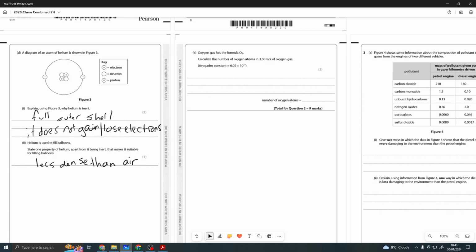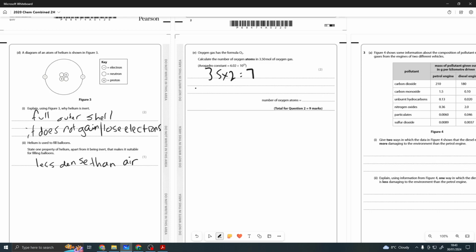Now, oxygen gas has the formula O2. Calculate the number of oxygen atoms in 3.5 moles of oxygen gas. Now, first of all, you've got to remember that obviously oxygen gas is O2. Therefore, what you'll actually end up with there is 3.5 times 2. That will be essentially 7 moles of O.